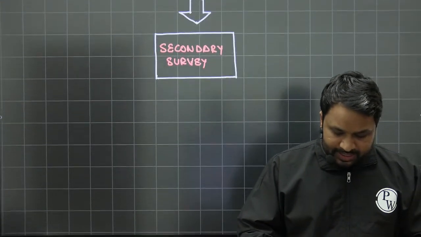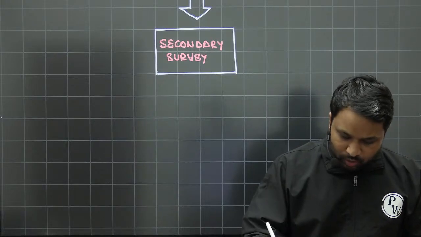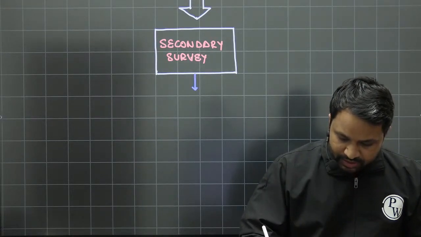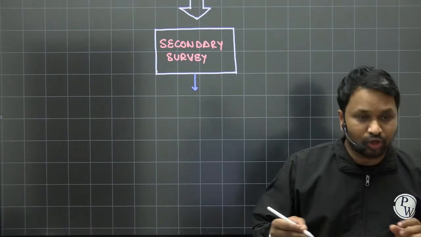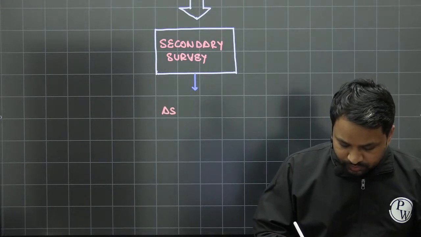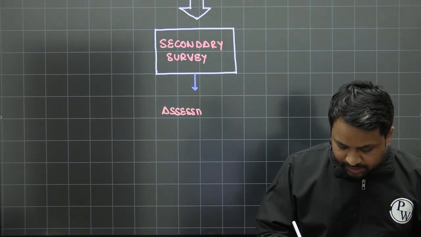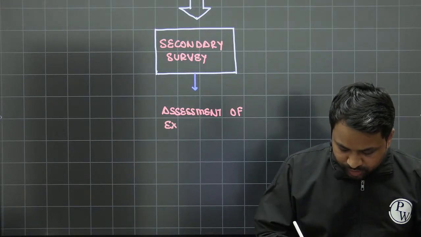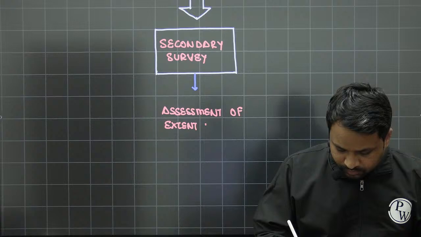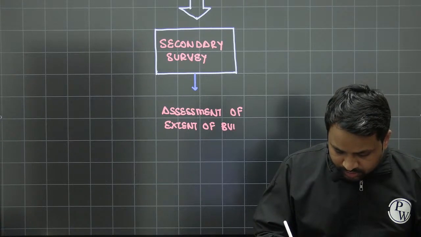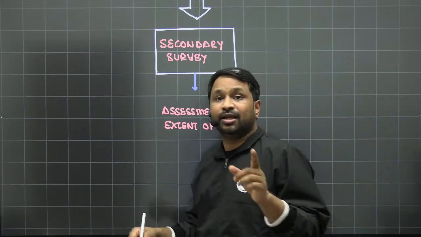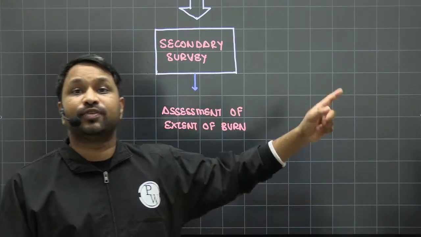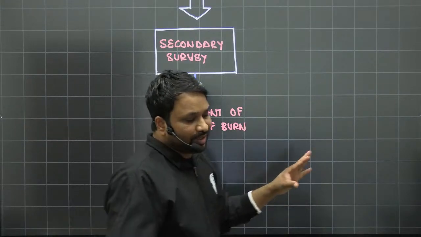Now, in the secondary survey, our primary goal is going to be the assessment of the extent of the burn. This is where you will also decide whether you're going to admit the patient or not, whether you're going to transfer them to a burn unit or not. All that will be taken care of in this assessment.